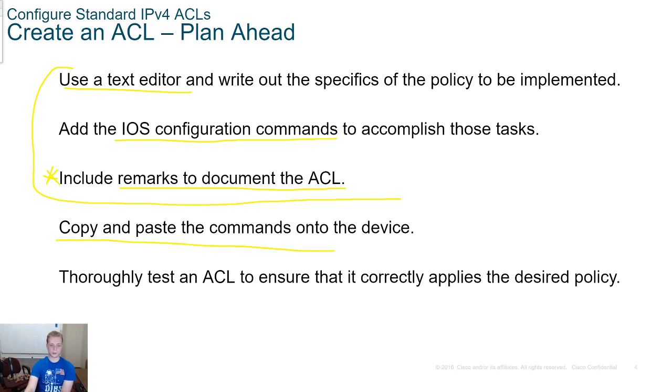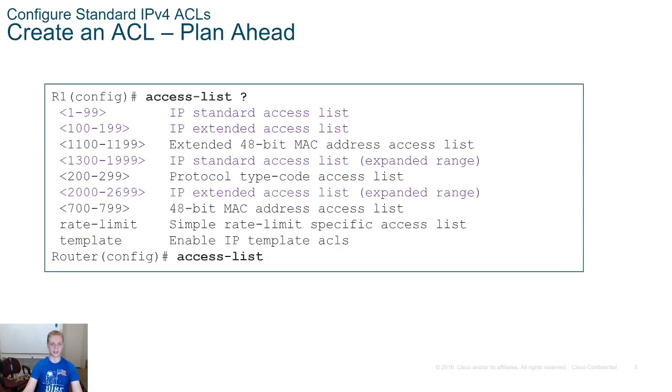So then, of course, if you do it in a text editor, you're going to have to actually put it in the device afterwards, and then you want to thoroughly test your ACL. You want to make sure it actually blocks what you want it to block. It actually allows what you want it to allow. It's working properly, so we don't have a massive security hole that we don't think we have, or get a bunch of issues from users once we apply it.